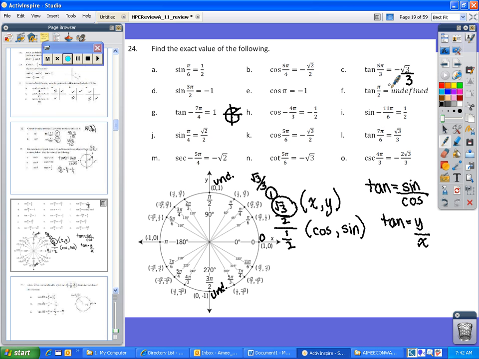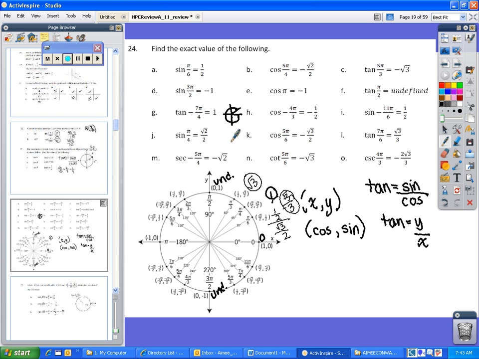I just caught my error on letter C. Letter C should actually be just negative root 3. I actually have these values here. So this should actually be 1/2, because it's sine over cosine, which would give me root 3 over 2, root 3 over 3, and then this is just root 3.